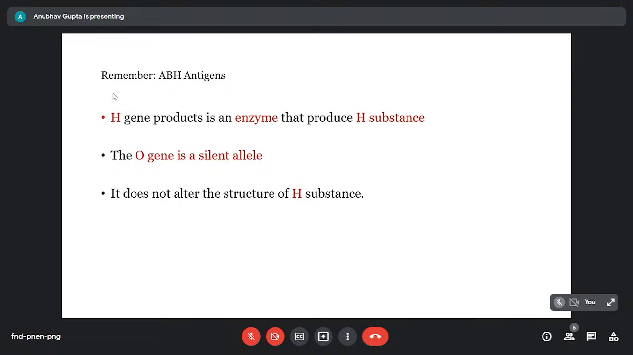O gene is silent and amorphic. What is amorphic? Amorphic means it has lost the ability to form a functional protein or enzyme or anything. It has lost the ability to function. It has lost the ability to produce a functioning protein. So the O gene is a silent allele and it does not alter the H substance. Okay. So coming to the genetics.